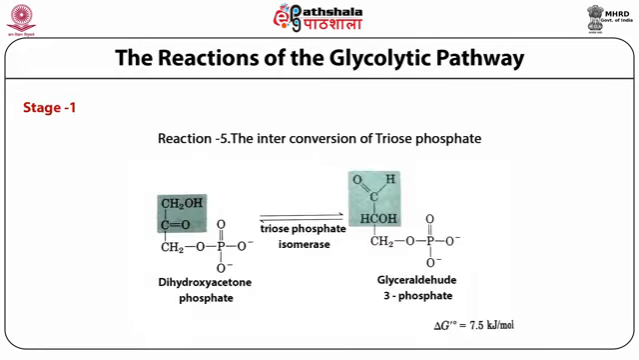This is reaction 5 of stage 1, the interconversion of triose phosphates. Only one of the two triose phosphates formed by aldolase, glyceraldehyde 3-phosphate, can be directly degraded in the subsequent step of glycolysis. The other product, dihydroxyacetone phosphate, is rapidly converted to glyceraldehyde 3-phosphate by the fifth enzyme, triose phosphate isomerase.